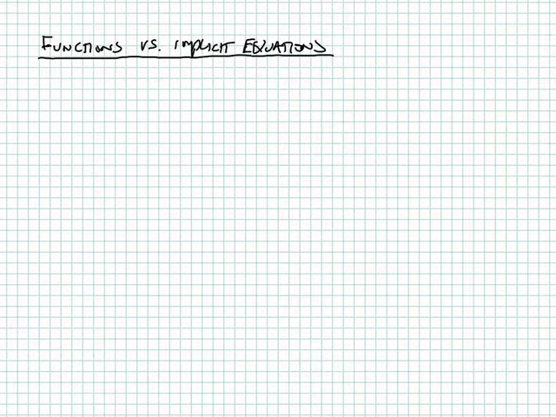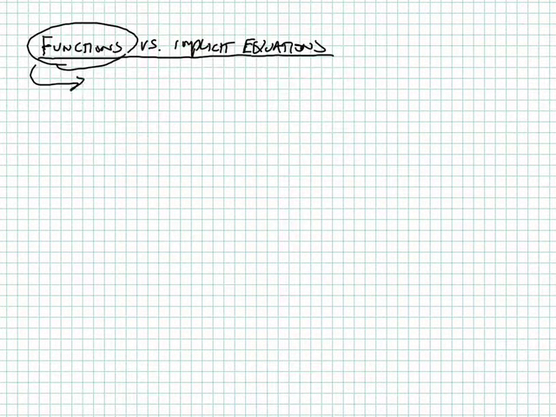All right, welcome back. So let's continue the coverage of section 2.5, which is on differentiation of implicit equations, or implicit differentiation for short. Now, before we get into that, we really have to go over what the difference is between functions and implicit equations. A function is what we've been dealing with thus far in the class. And a function is really an explicit equation.